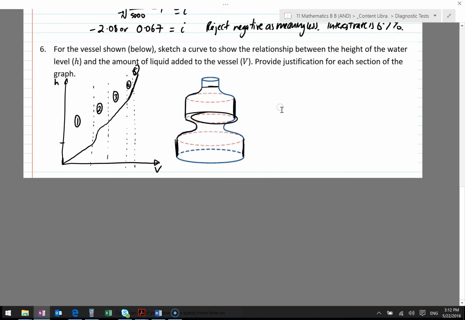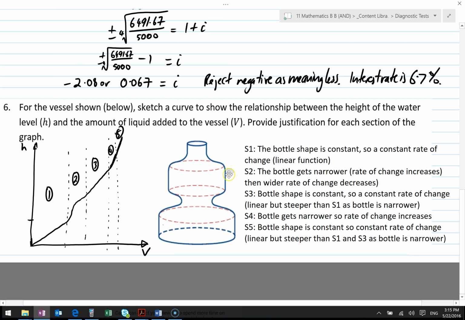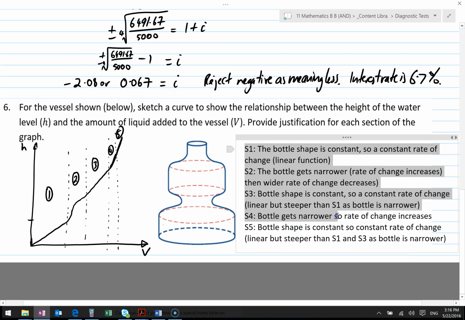Try and do that beside here. Okay, so there you go. There's some written comments divided into 5 sections and written about each section. Probably the key points are to mention the constant rates of change, and why this one is steeper than S1 and why this is steeper than S1 and S3. Those are probably the key points to note.